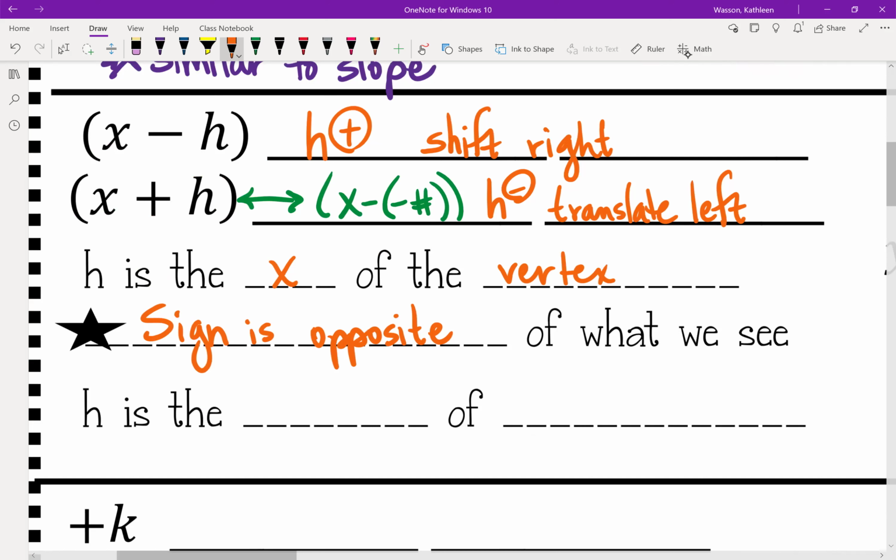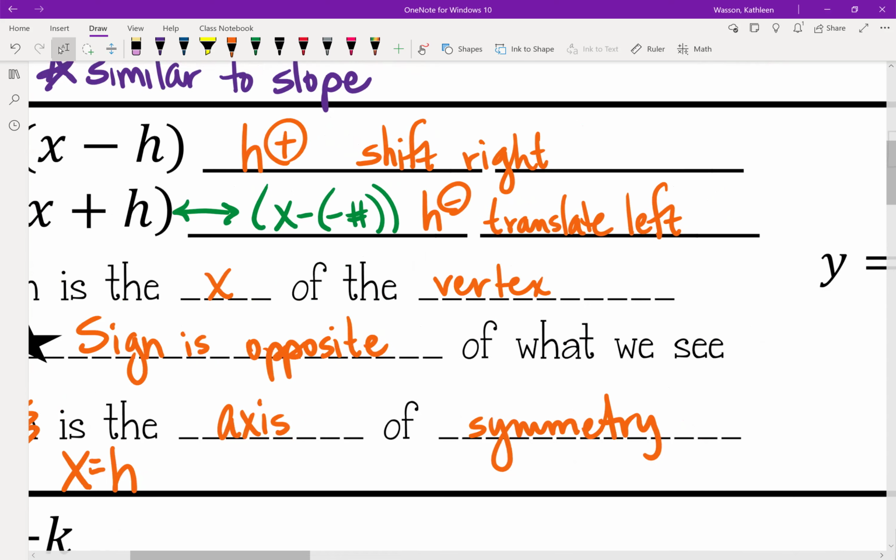This bottom one should say x equals h, sorry. X equals h, that equation is the equation for the axis of symmetry. And that's because the axis of symmetry will be a vertical line, and it goes through the vertex. And the x part of this vertex is h. So x equals h is the equation for the axis of symmetry.